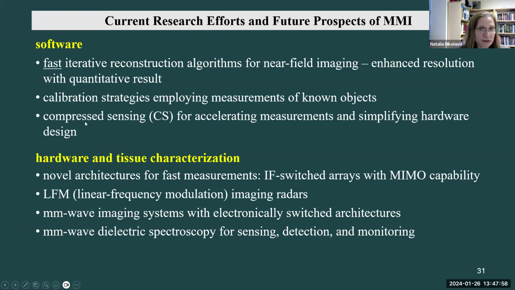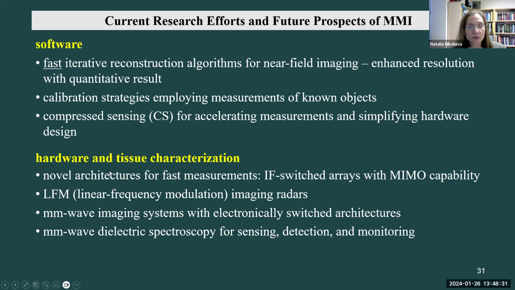Very hot topic is compressed sensing, because biomedical measurements must be performed quickly. While we can reconstruct images quickly, we are still taking way too long to perform the measurements. But that is because we need a lot of data points. If we can reduce the number of data points and compensate for the lack of data using compressed sensing, then that would make the measurement system faster and simpler.